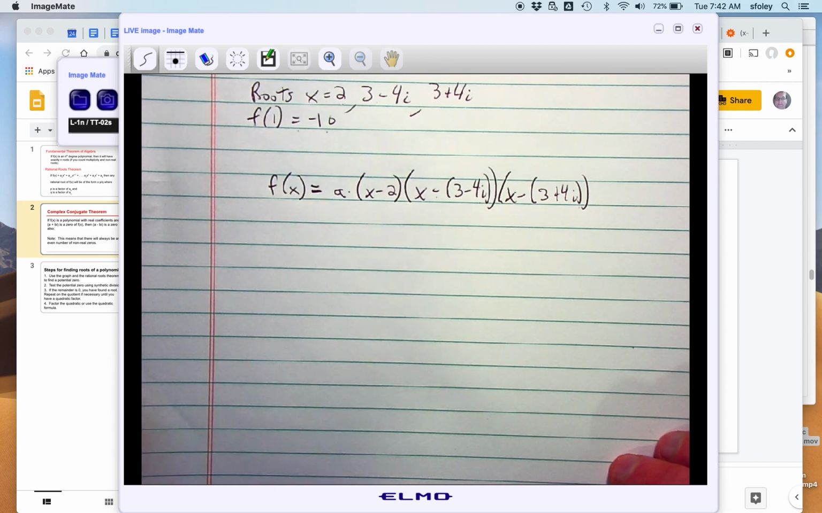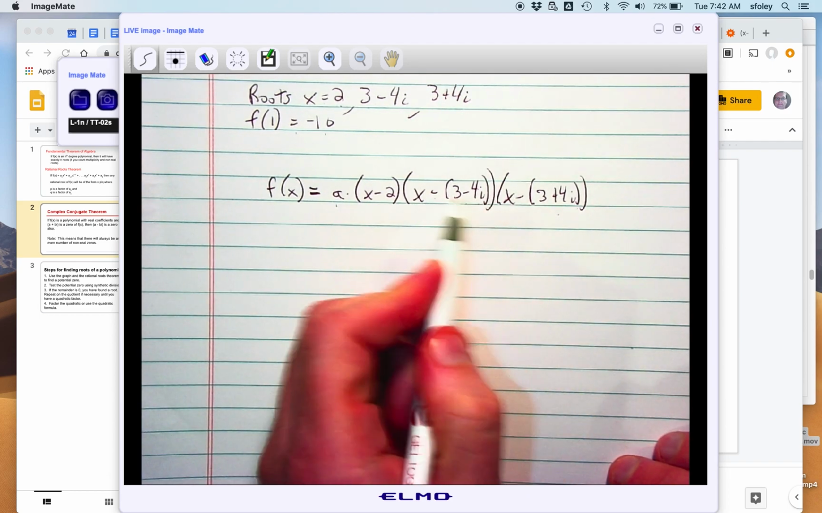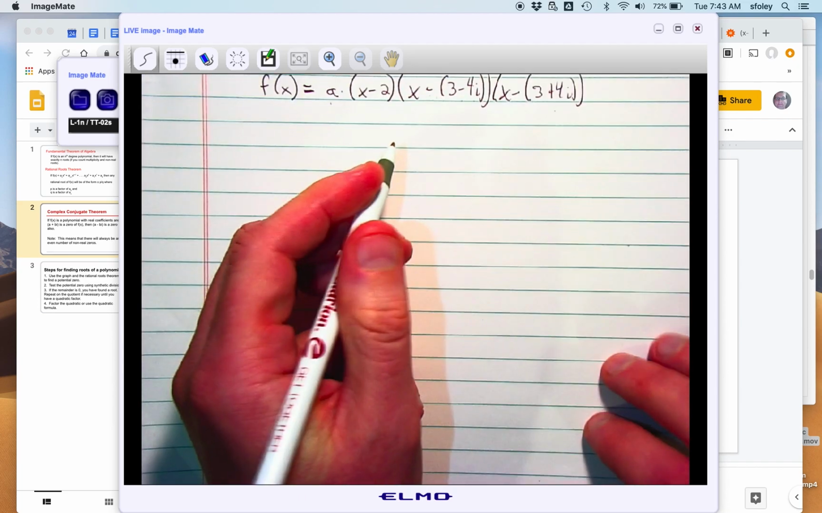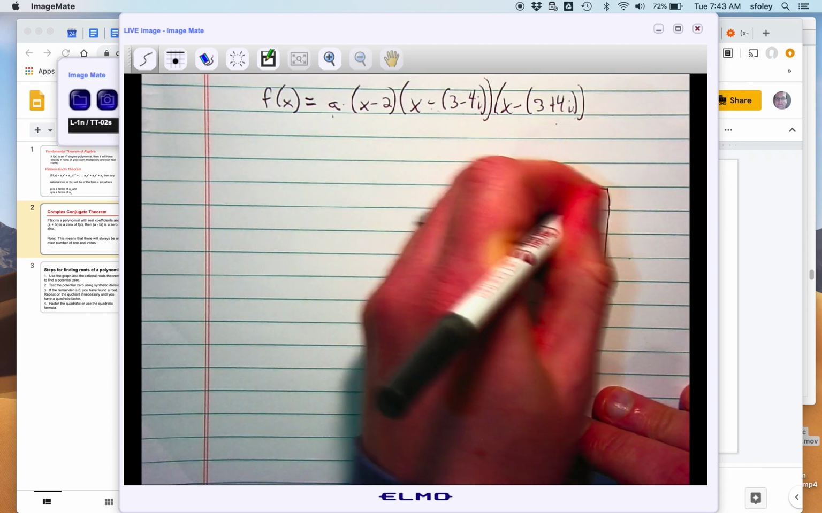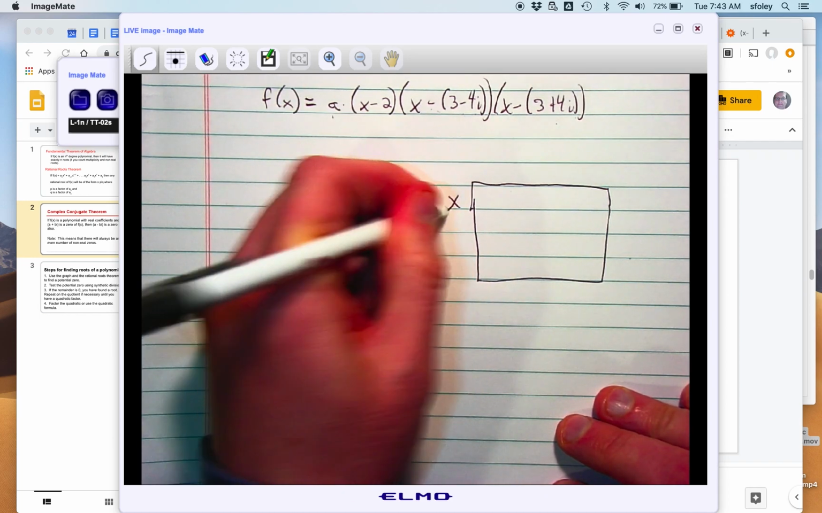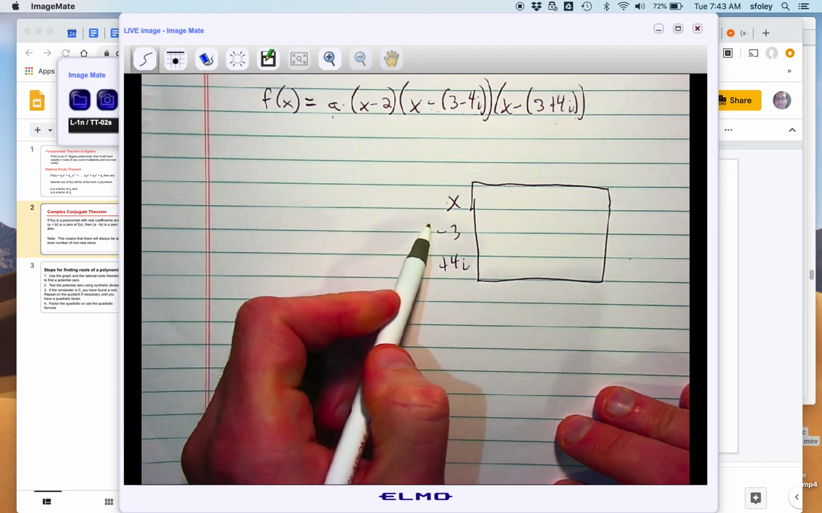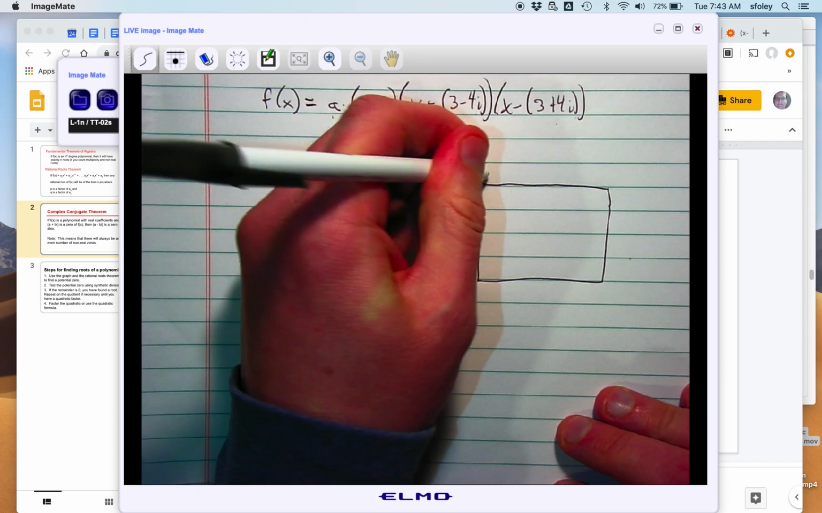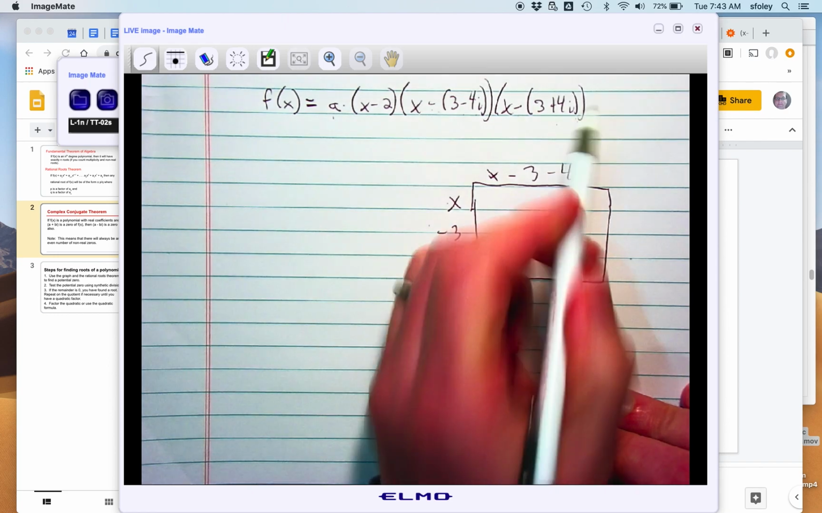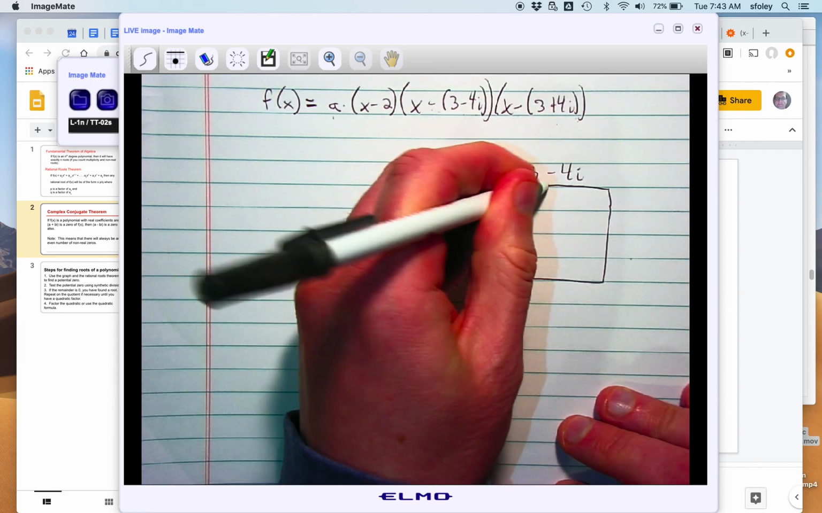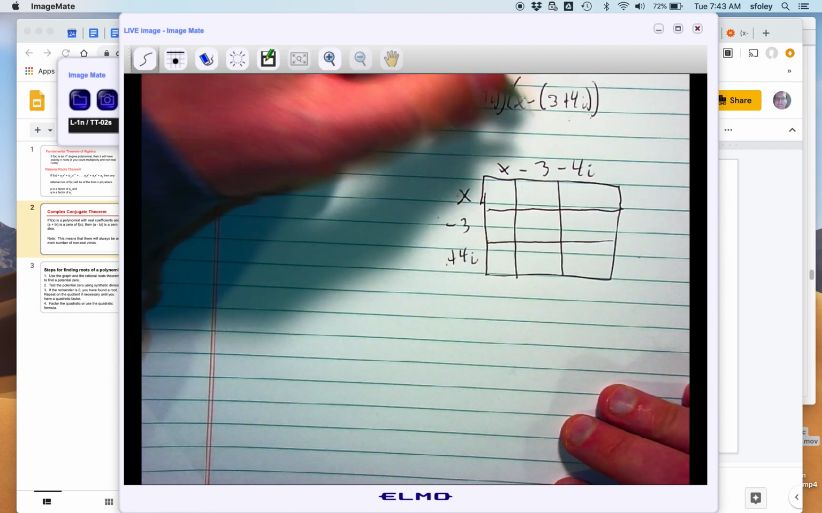So what do I need to do? Well, I need to figure out if there's an a value, and I know I'm not allowed to have complex numbers in my final answer, so I need to get rid of that. There's a couple ways you can do it, but I'm just going to do a generic rectangle. I'm going to multiply those things out, and as I write it out, I'm going to get rid of the parentheses. So I'm going to have x minus 3 plus 4i for this one, and then x minus 3 minus 4i for this one. And so now I've got a big generic rectangle, but it's not too hard to do. Just be careful with your negatives.